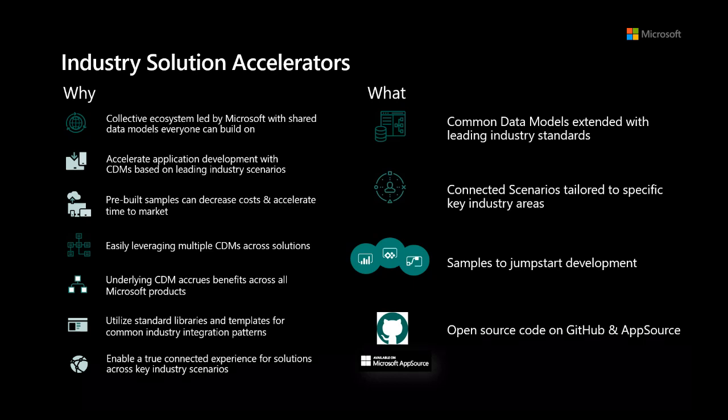You can have insurance and you can have media and communications, depending on what your business focuses on. And we make sure to use standard libraries and templates for common industry patterns. So if you're in healthcare and HL7 FHIR is an important industry standard, we make sure that we're taking all of those into consideration when we're building out that data model. And I think we've kind of talked about what they are. They really are the extensions of the common data model with these industry standards.